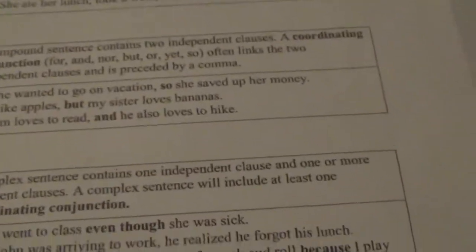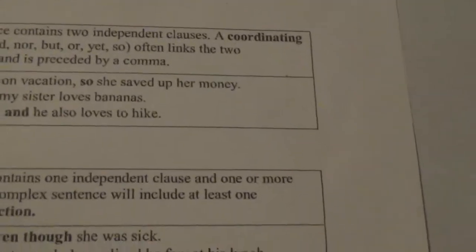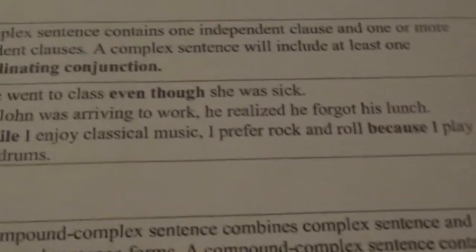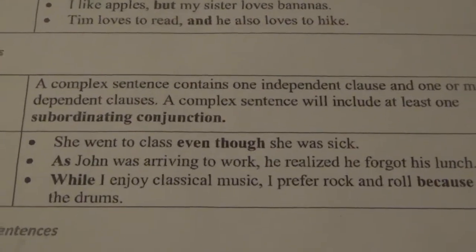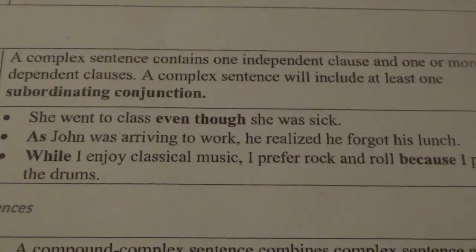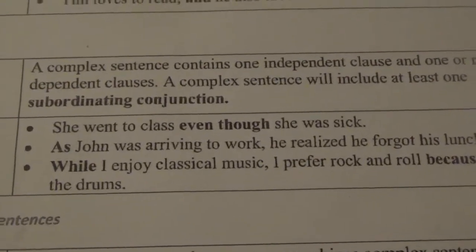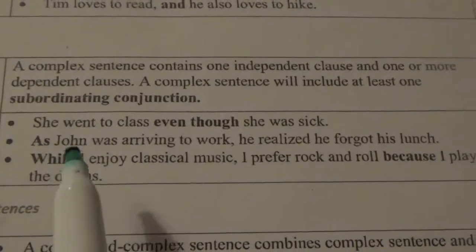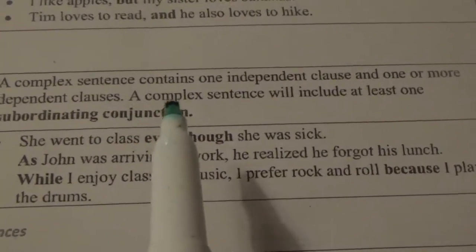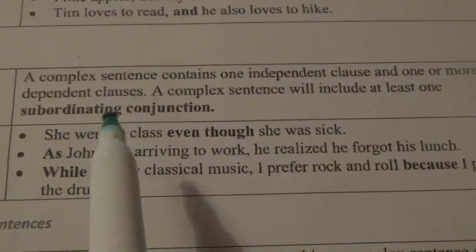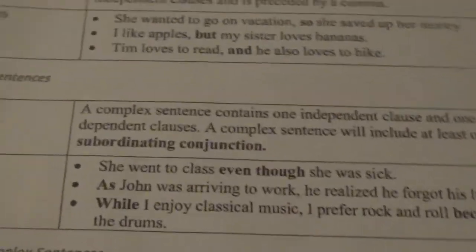So if it has a dependent clause, it's going to have the word complex in the sentence type. If it has a dependent clause, it is a complex sentence or something called a compound complex sentence, which we'll get to in a minute. But if it has a dependent clause, it definitely is going to have the word complex in its sentence type. A complex sentence will include at least one subordinating conjunction. All right, so we'll learn how to diagram those later, but let's look at a complex sentence.